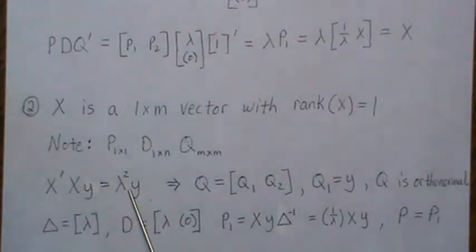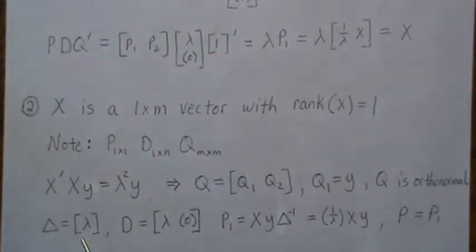So then delta is just the principal root of this eigenvalue, so it's just lambda. And that means D is lambda and then all the rest zeros, such that it makes it 1 by n. P1 is developed by X, Q1 inverse of delta, but Q1 was Y, that eigenvector, and this, of course, is just 1 over lambda. So we get this relationship. P1 is this. But remember, this is a 1 by m, and this is m by 1. So this is a number. This is 1 by 1 matrix. And of course, that's what P should be. So P is just P1.